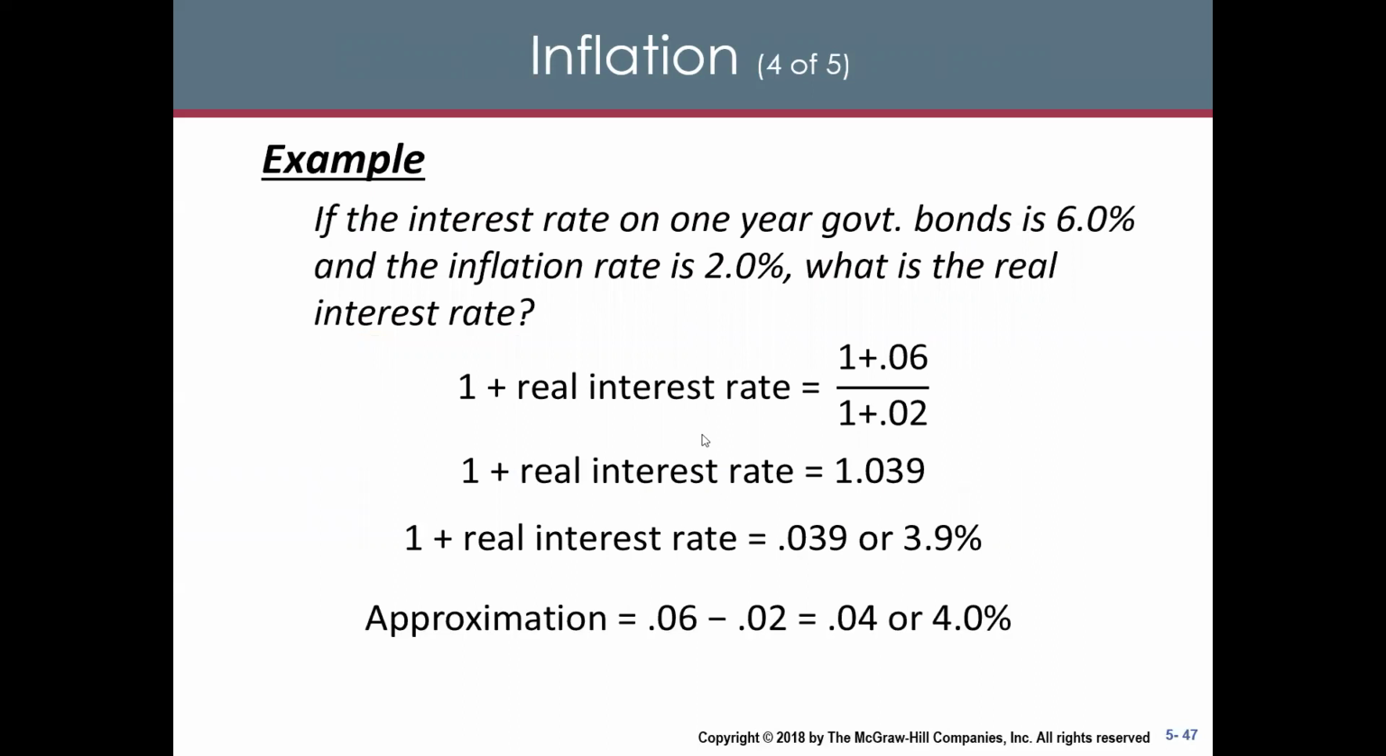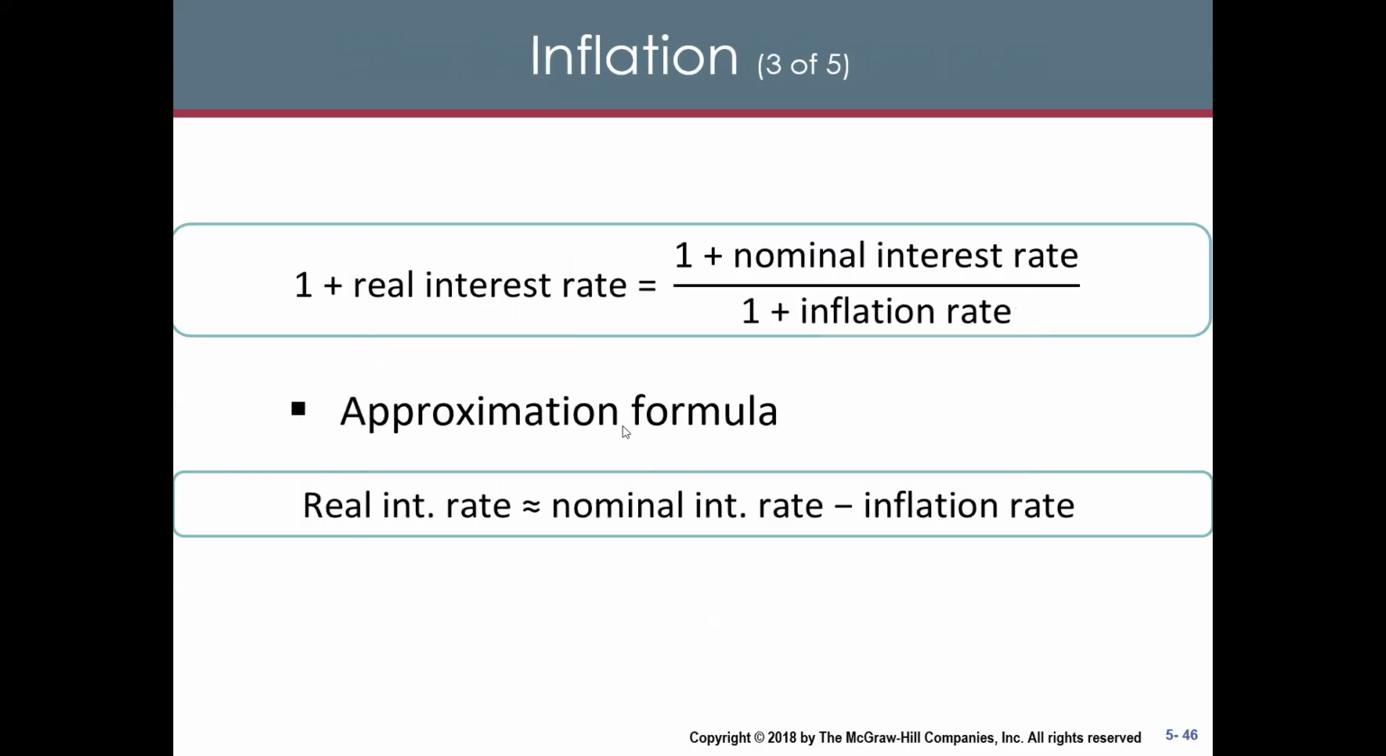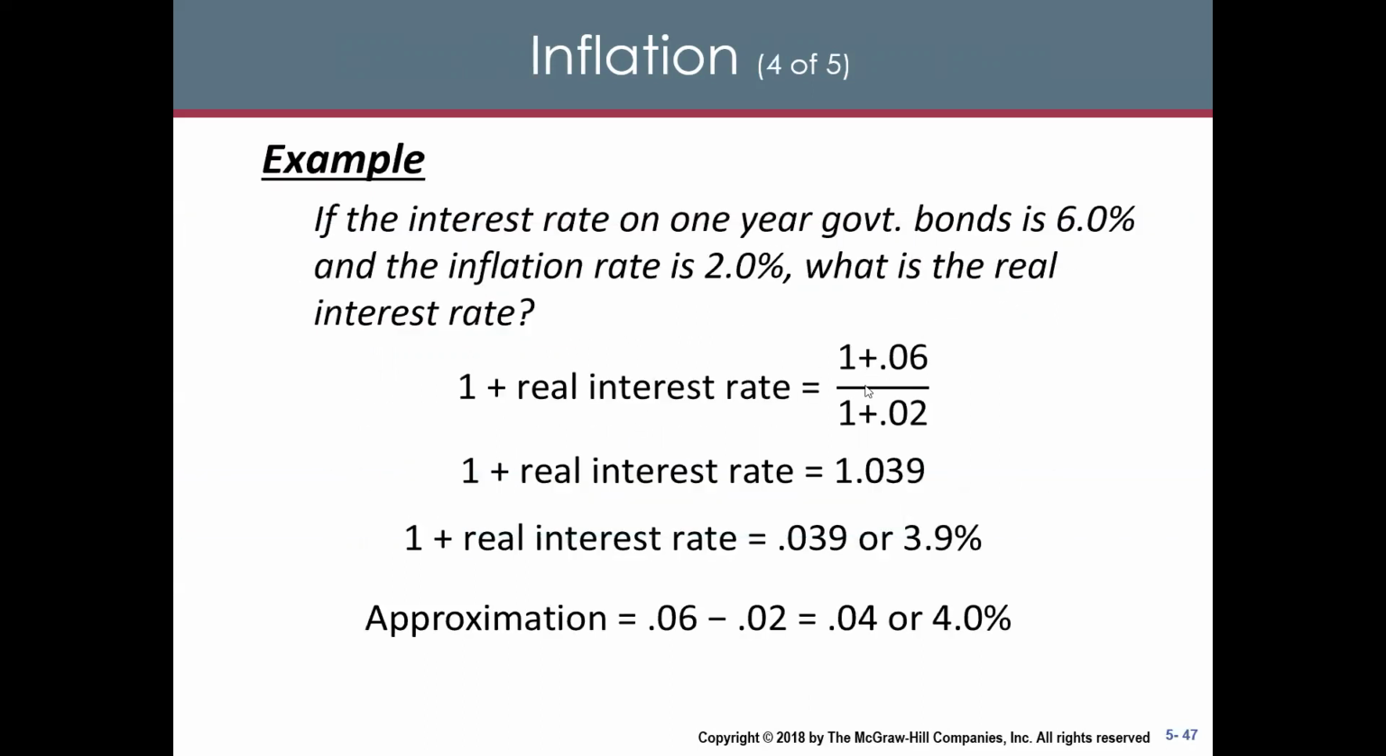Let's see an example. If the interest rate on 1 year government bonds is 6% and the inflation rate is 2%, what's the real interest rate? In this example, you just apply the first formula, and you will get 1 plus 0.06 divided by 1.02. So the real interest rate is 1.039 minus 1, so that's 3.9%. And then the approximated real interest rate, which is easy, just use the government bond 6% minus 2%, that gives you 4%.